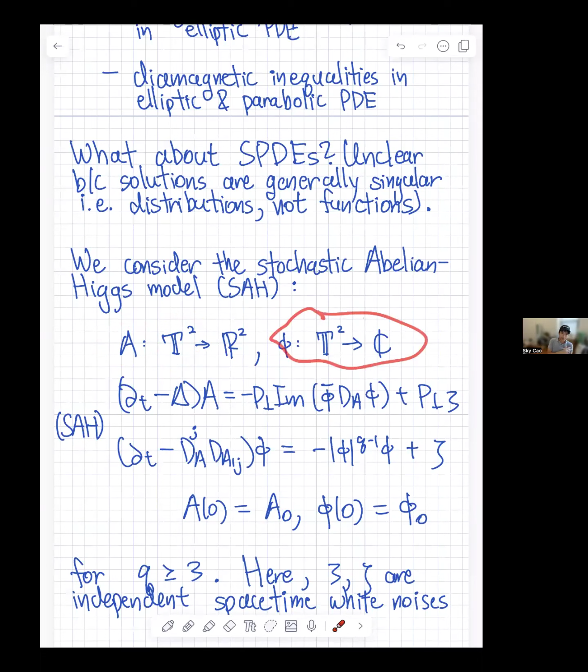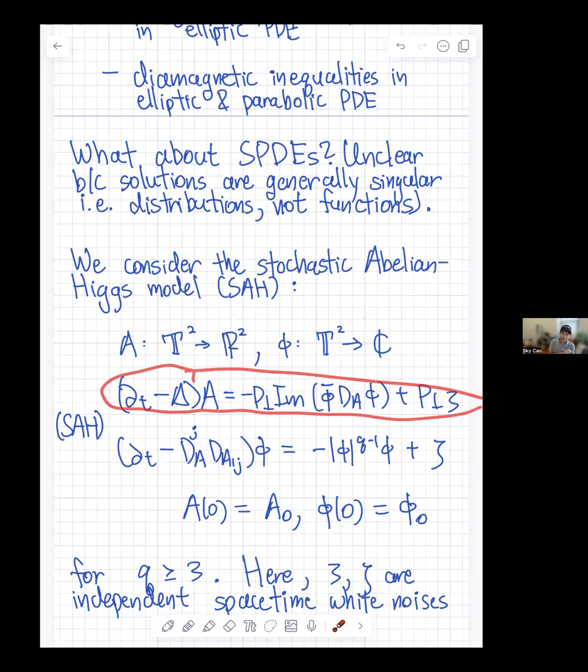Phi is this scalar field. It's complex valued. It's a function on the torus taking complex values. And so we have a coupled system of stochastic PDEs in A and phi. In the A equation, it's basically a nonlinear heat equation, right? So we have this heat operator, and then we have this nonlinearity, which looks like phi bar dA phi. I'll write out the formula for this covariant derivative of phi on the next slide, but let me just give you generally what the equation looks like first on this slide.